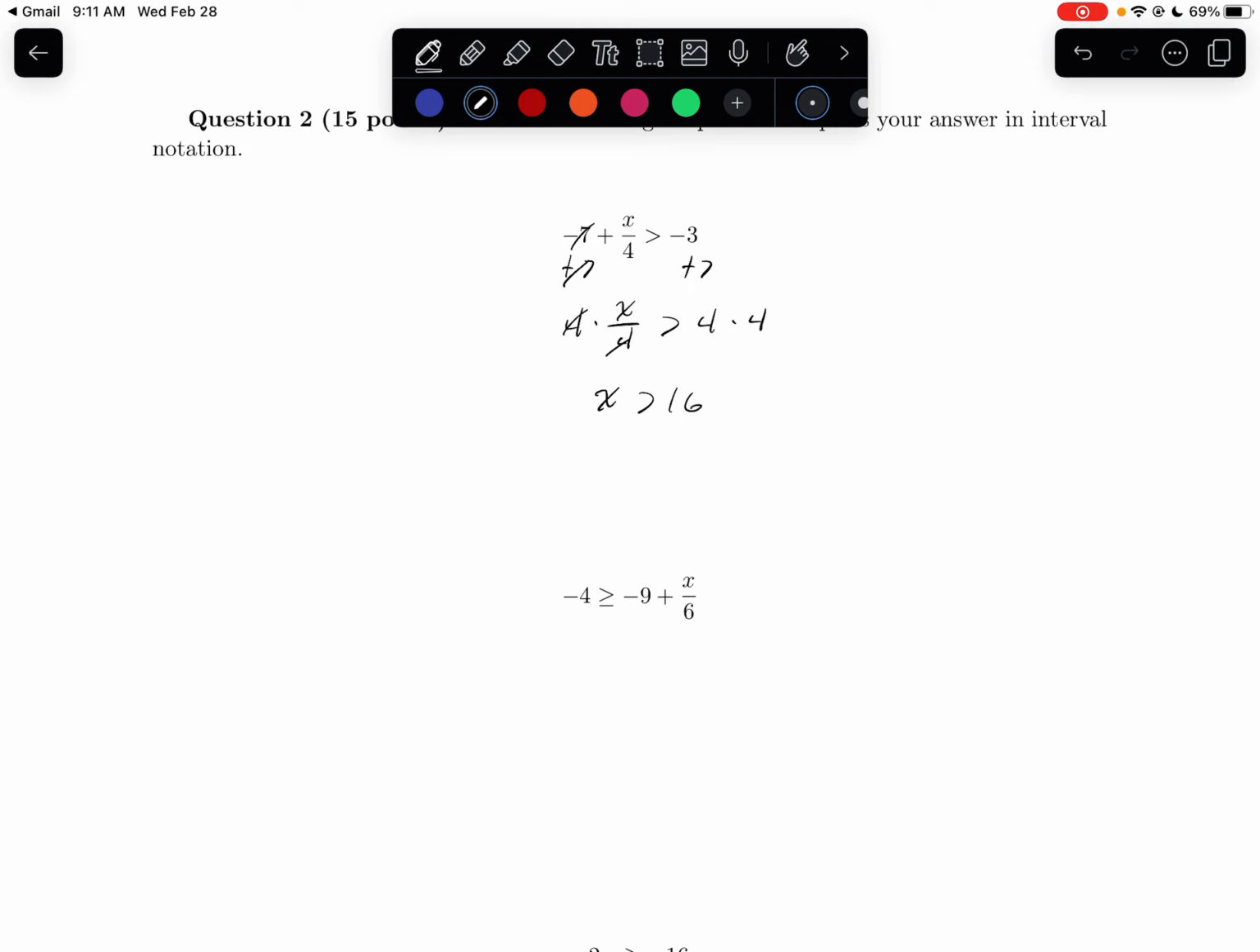Remember, if we have strictly greater than, we're going to use a parenthesis. So parenthesis, 16 to infinity, and close, and these are parentheses for infinity as well. So we're looking at all values of x that are strictly greater than 16.